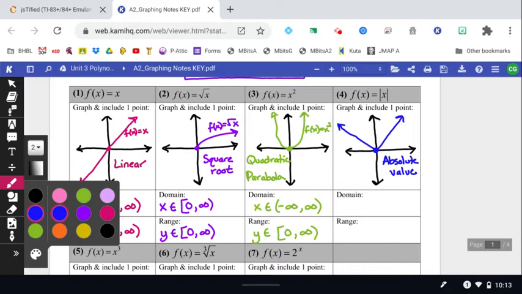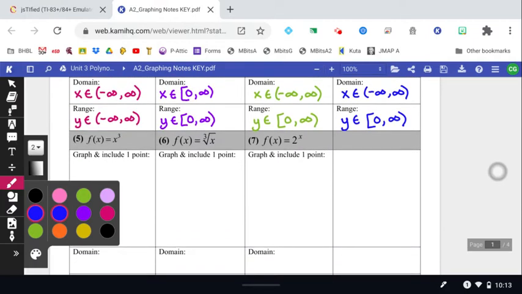So my domain has no restrictions, so negative infinity to infinity. And my range, similar to my parabola, is going to go from 0 to infinity.